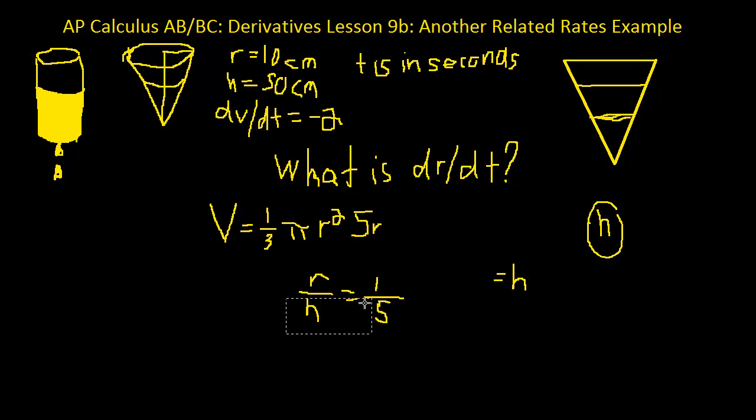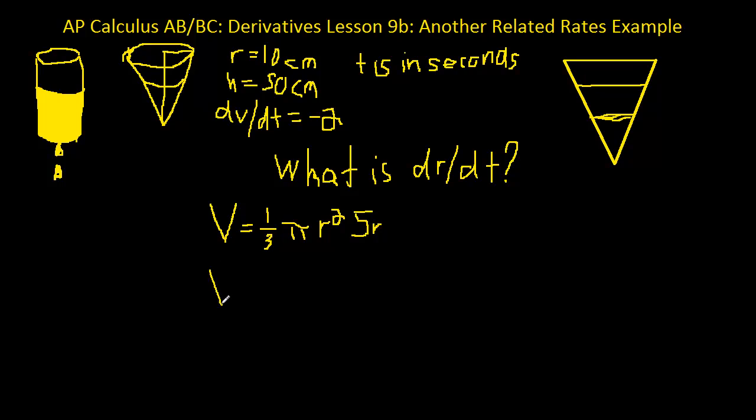So let's rewrite this. V equals 1/3 pi. Actually, this should be 5/3. We'll move the 5 over here. 5 goes right up there on top of the 5/3. And then we'll have r cubed. So this is a neater formula here. This will let us solve for dr/dt without running into any trouble.